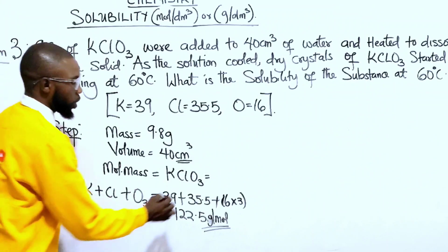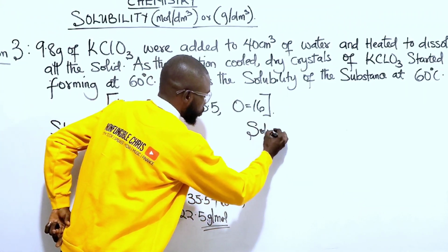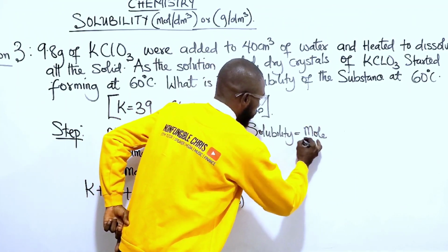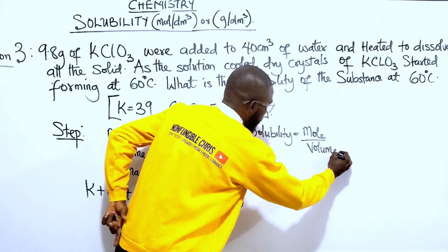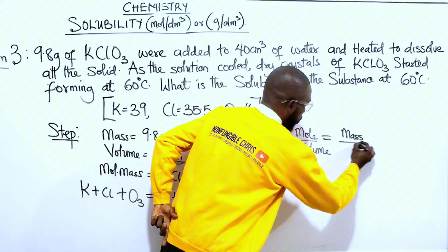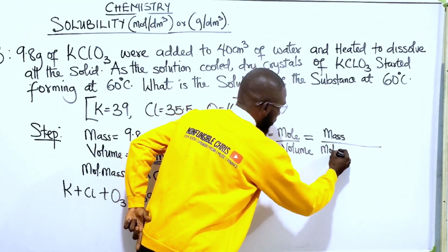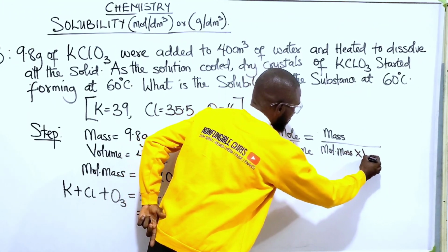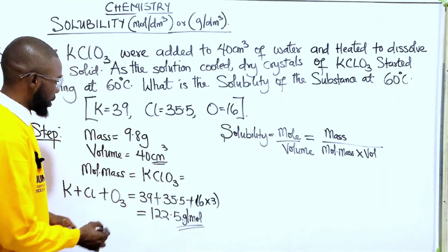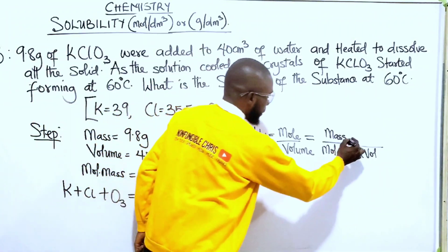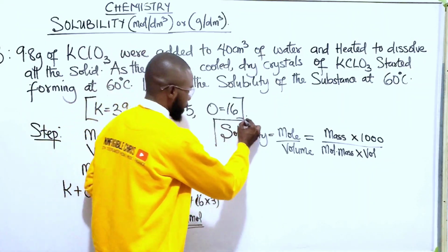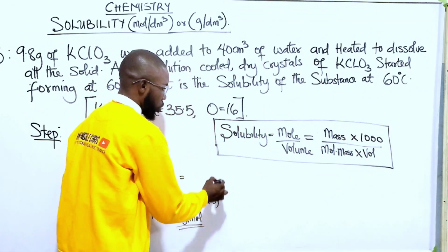These are all our parameters. So how do we solve? We know that solubility is mole over volume. But by stretching it further, we apply the formula of mass over molar mass times volume. And I told you that if the volume is given in cm cube, we multiply by 1000. So this becomes the formula we use for solubility to solve.